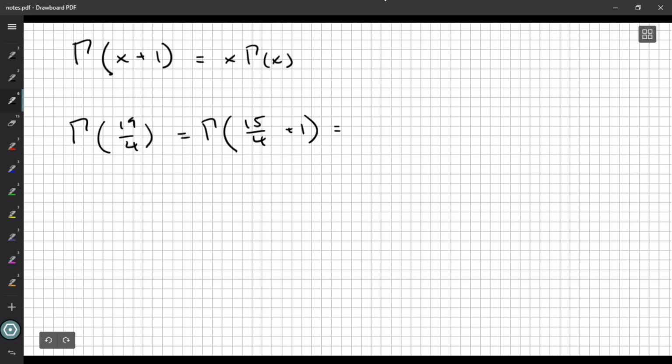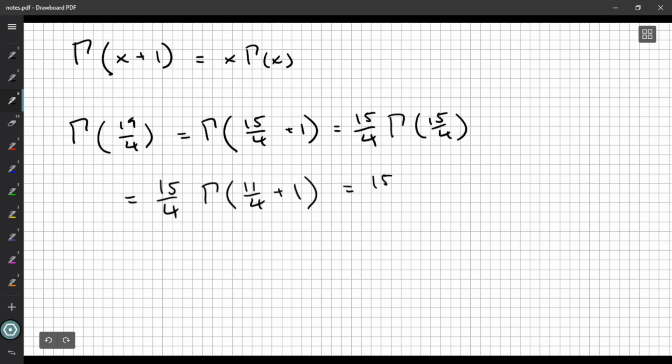And so what does our formula tell us? Well, you can write this as 15 quarters times gamma of 15 quarters. And that's not what we're looking for. We want gamma of negative 1 quarter, but suppose we do it again. Okay. 15 quarters is just 11 quarters plus 1. So now our recursion formula allows us to rewrite this as 11 quarters, gamma of 11 quarters. And we do it again.